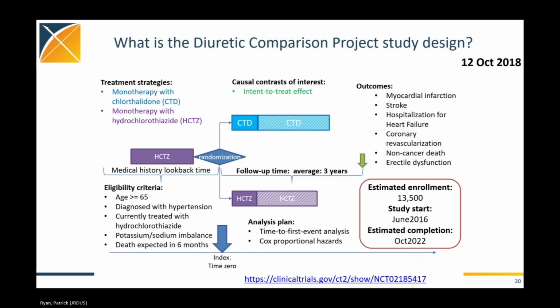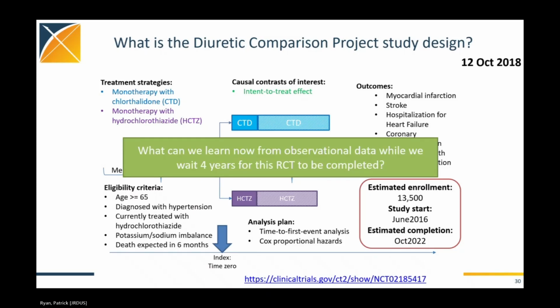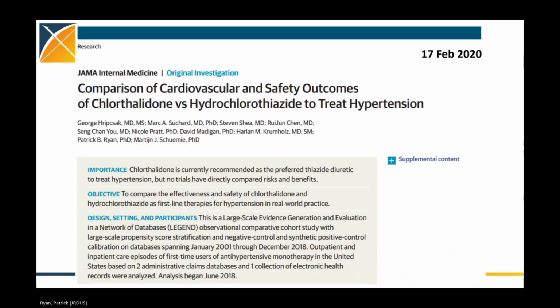So back in 2018, I'm pretty sure, Nicole, you were at this symposium. We basically said, well, we could sit here and wait till 2022 when this clinical trial comes out, or we could go ahead and look at our real world evidence now and decide whether or not we need to act on it. The question we asked was, do we wait for 4 years for the trial to be completed? Well, we didn't wait for 4 years. We went ahead and published our results from the Legend study focused on this comparison of chlorthalidone versus hydrochlorothiazide.